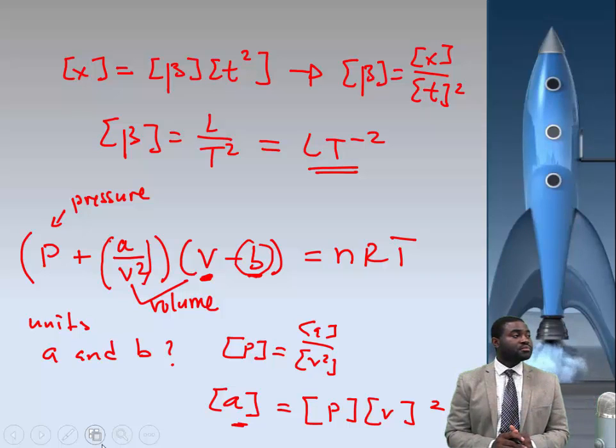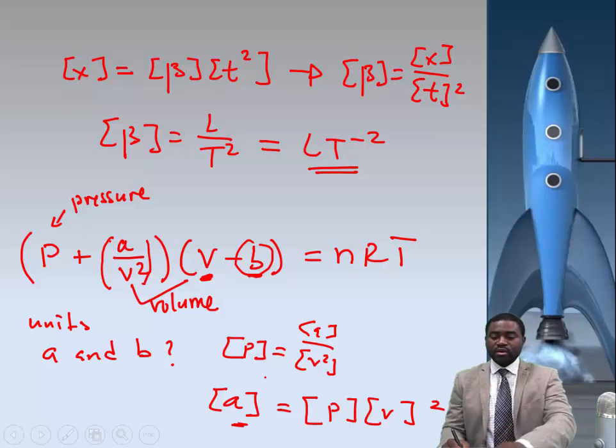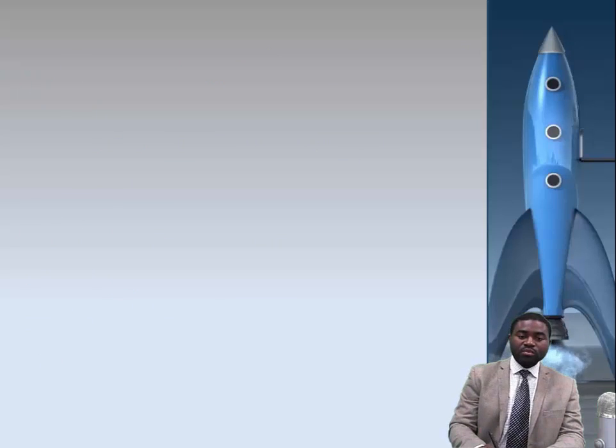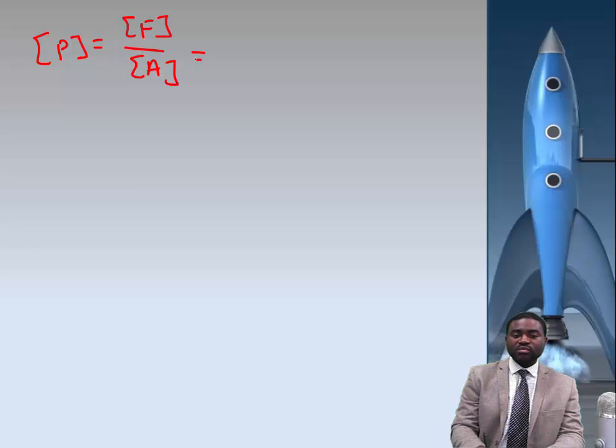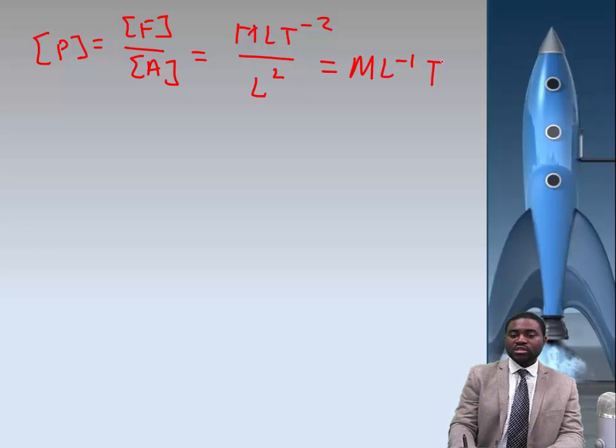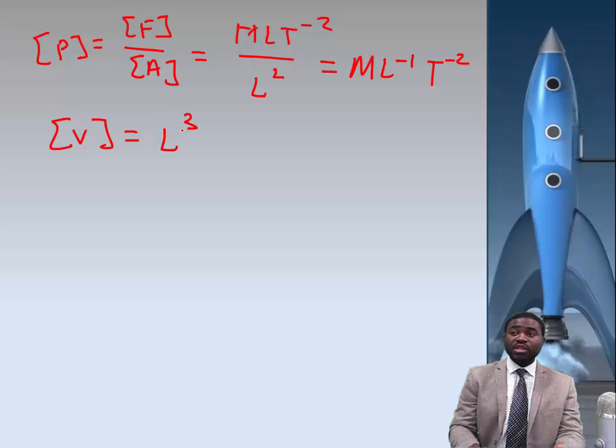Yes, please. So are the dimensions of A equal to P times V to the minus 2 power? No, raised to the power 2. So the dimensions of A will be, what are the dimensions of pressure anyway? Pressure is defined as force over area. We did this in our last class. The dimensions of force is MLT minus 2. The dimensions of area is what? L squared. So this is going to be ML minus 1 T minus 2. Now, the dimensions of volume is just going to be L cubed, right? Because volume is length times width times height.